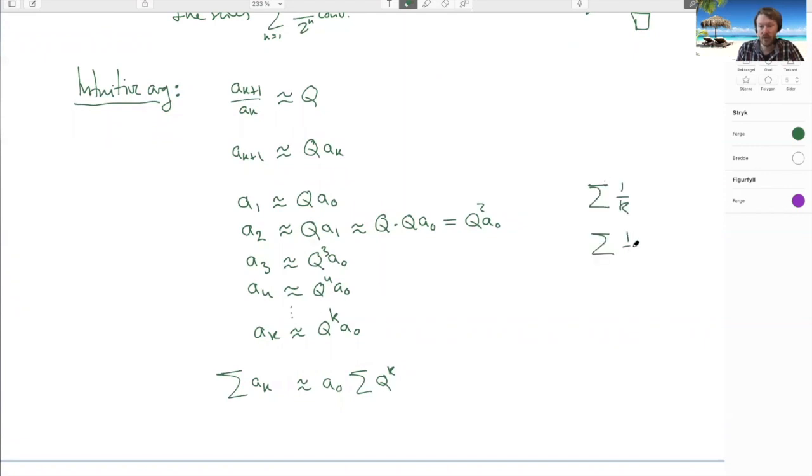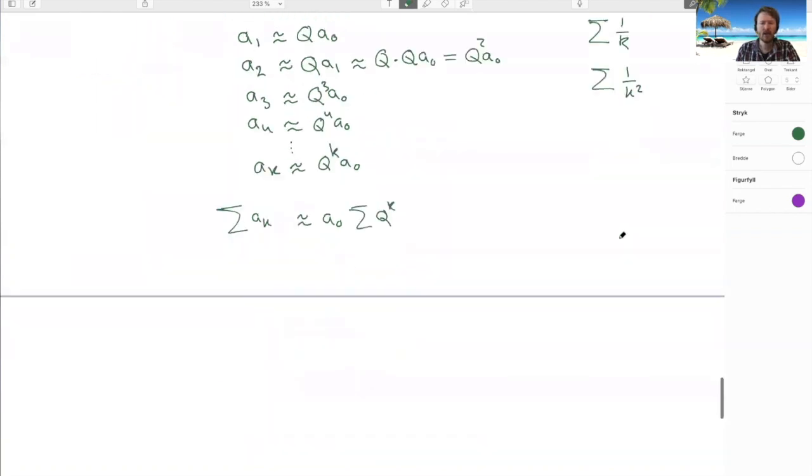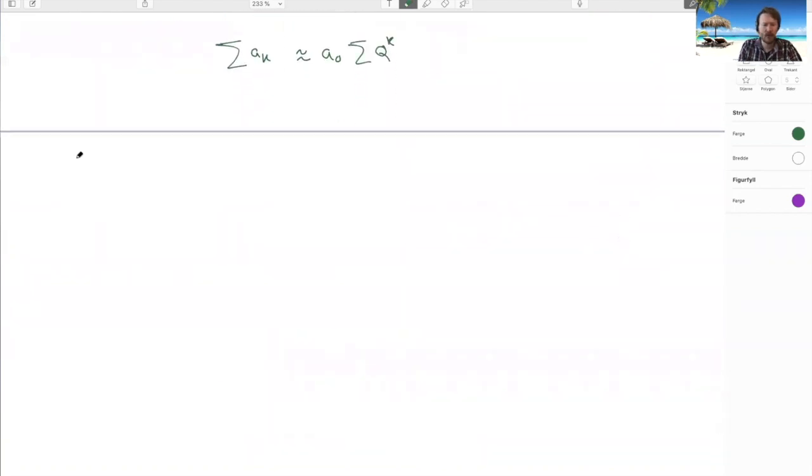I can say that two such examples are these. Both have q equal to 1 if you do the quotient test limit, but this one diverges and this one converges. And this will also give the q equal to 1 examples for the quotient or the root test. So let's see now how to turn this into a formal argument. And since we did this for q strictly smaller than 1 for the root test, let's do it for q strictly bigger than 1 here.